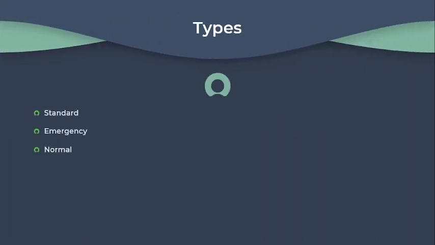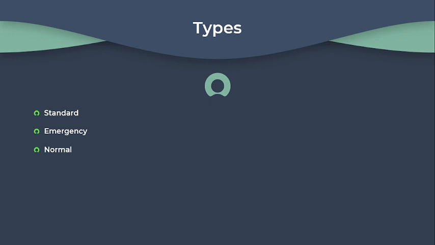Then types. There are three types in change management. The first one is standard, the second is emergency, and the third one is normal. Standard change management. Standard changes are routine and low-risk changes that have well-defined procedures and are pre-approved. These changes are relatively simple and have minimal impact on the IT environment. Examples of standard changes include software updates, hardware replacements, and password resets. Standard change management allows for faster and streamlined implementation since the changes have already been pre-authorized.